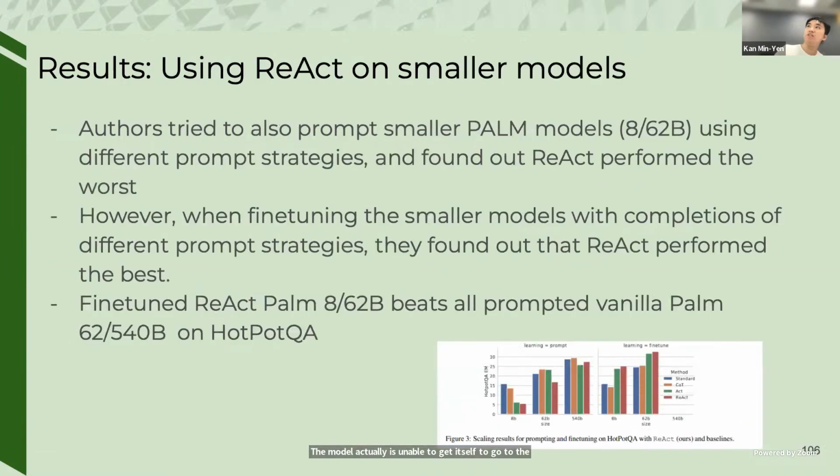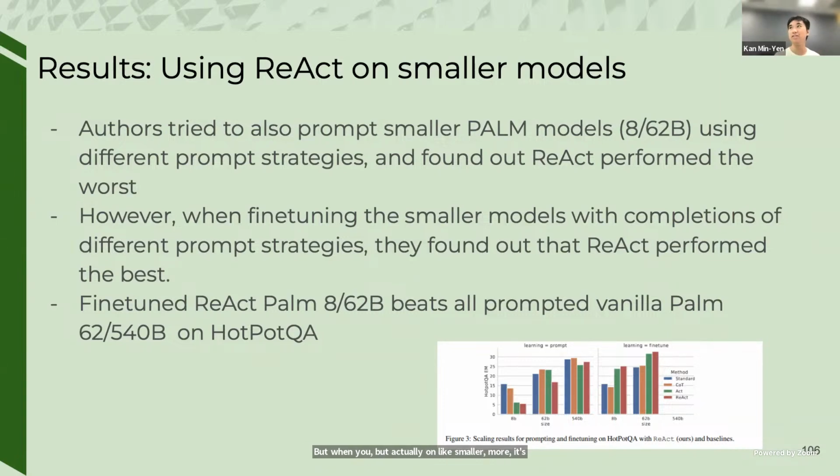And one more limitation here is that the authors want to see whether ReAct is model size agnostic. That means if you use it for smaller models, will it have the same impact? And the answer is no, because at 540 billion parameters, it's actually the best performing prompt strategy. But on smaller models like 8 billion and 62 billion parameters, it performs the worst.